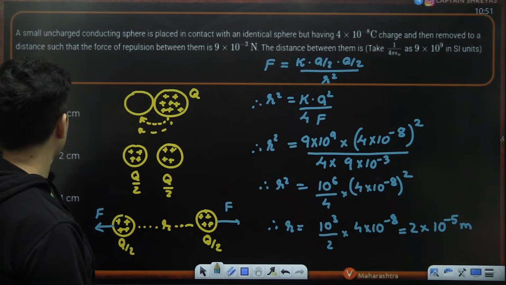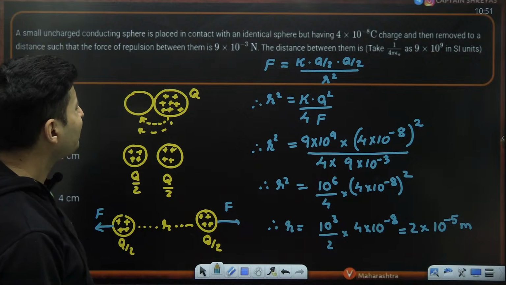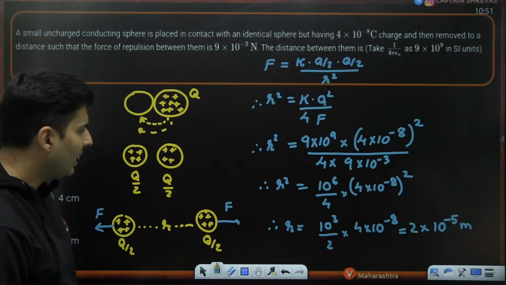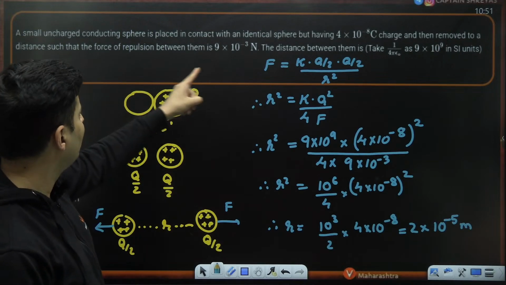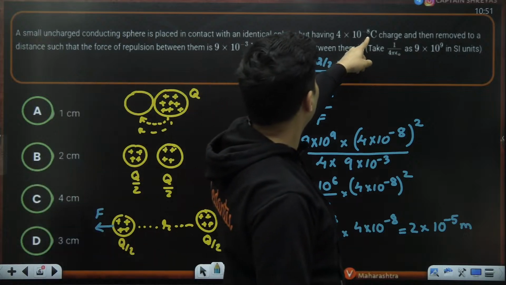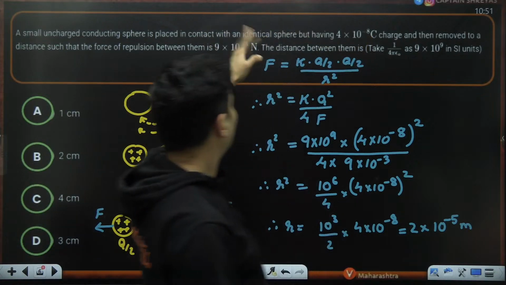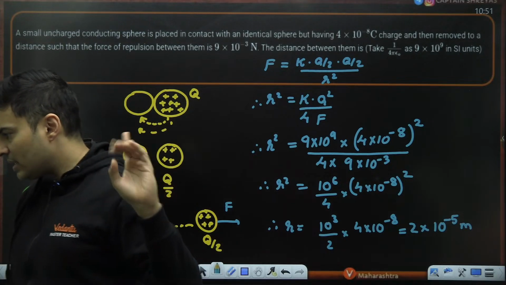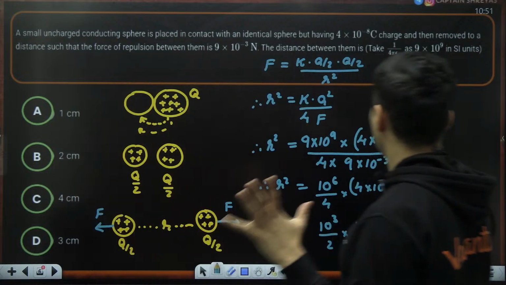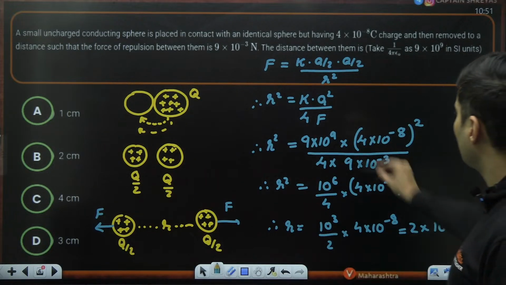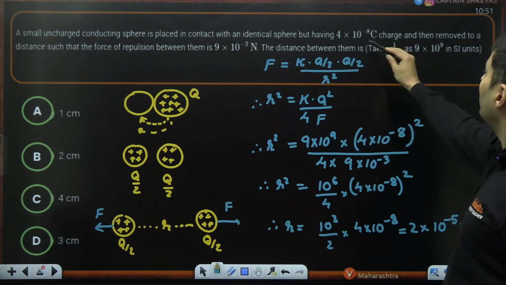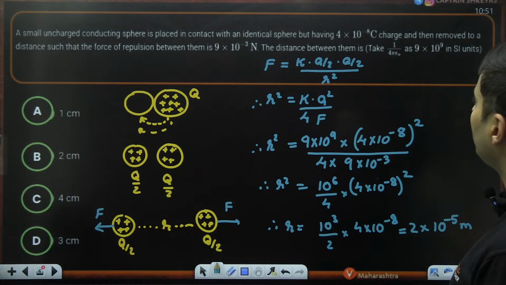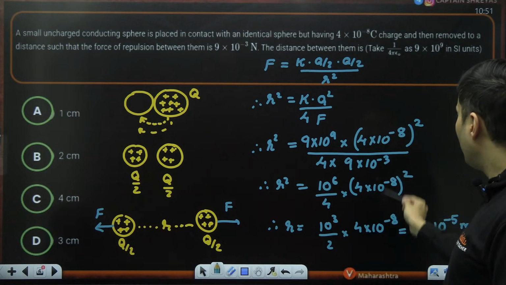That is what the answer is coming, unless we have made something wrong. So it should be B, I believe. But I think the power is wrong somewhere. Maybe some of the units, I'm not really sure whether it is 8 or something else. Okay, so I'm getting 2 into 10 to the power minus 5. Just see if the powers somewhere have been missed by us by any chance. So this was 9 into 10 to the power 9, 4 into 10 to the power minus 8 only, I believe. Yeah, okay. And the force is 9 into 10 to the power minus 3.